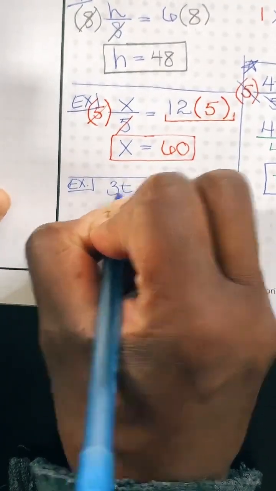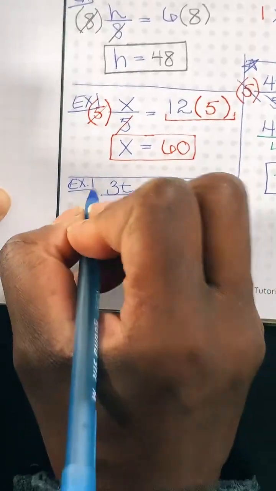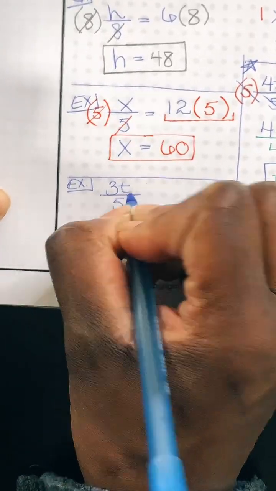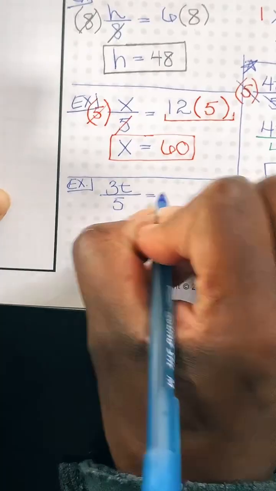So we have 3t. We're going to stick with it. Do it one more. 3t over 5 equals 6.